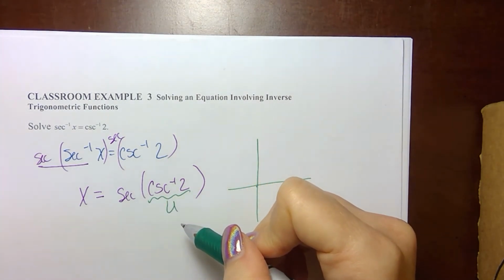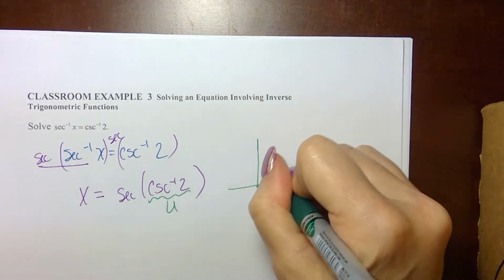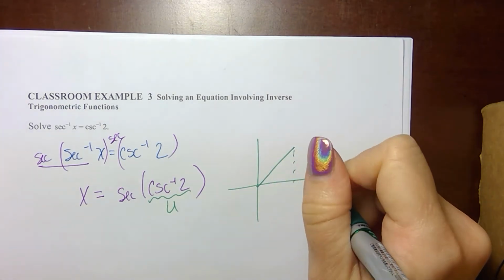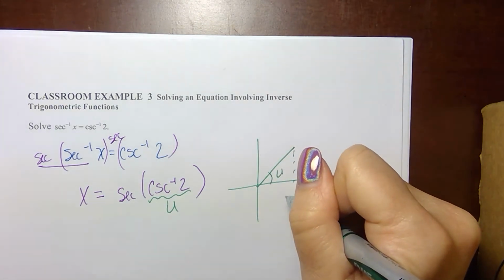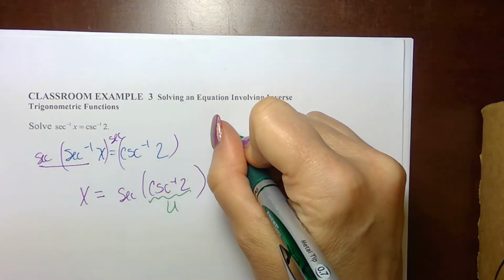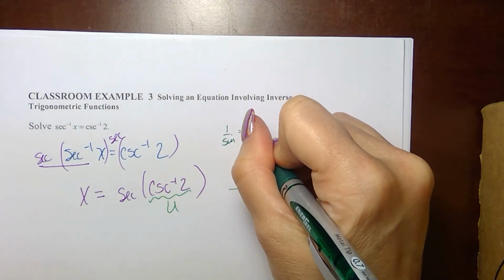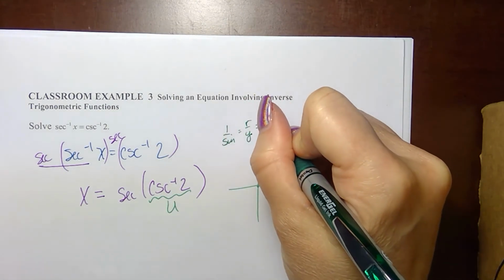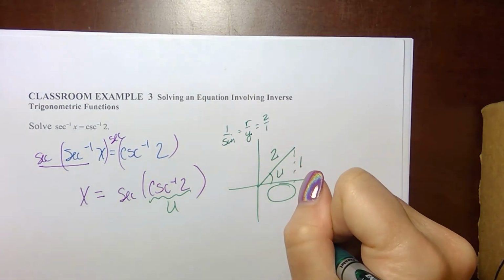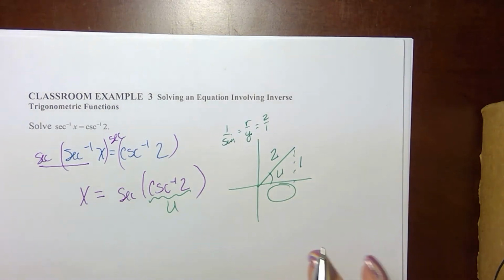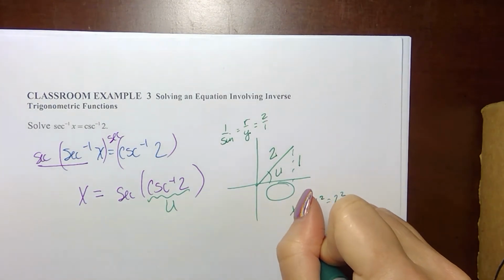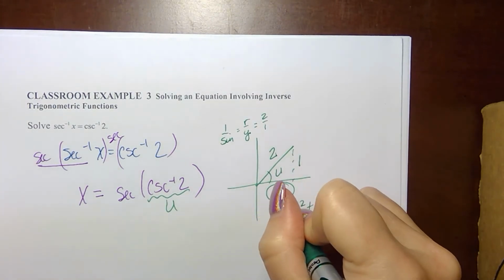Cosecant is the reciprocal of sine, and the value I'm given is positive, so I know that my angle is going to be in quadrant 1. This is my angle u. And the cosecant function value for u is 2. Well, cosecant is the reciprocal of sine, so it's r over y. And if r over y is equal to 2, then that's 2 over 1. So r is 2 and y is 1, and I need x. We use our Pythagorean theorem to solve for x. x squared plus 1 squared equals 2 squared. So x is the square root of 3.